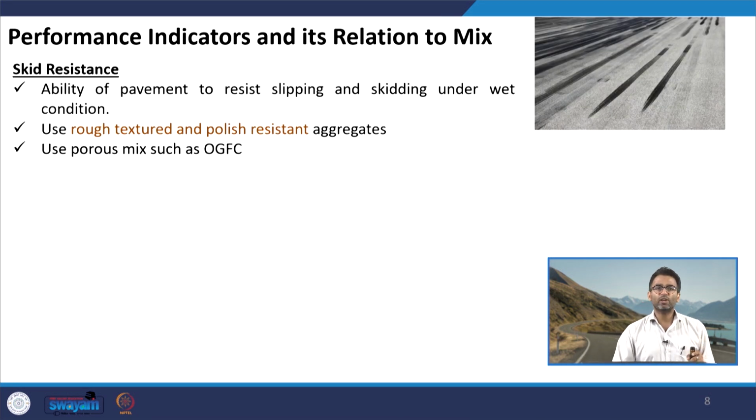Then specifically for the surface or the wearing course, it is important that the surface should be skid resistant. This is for safety, and this will prevent slipping and skidding of the vehicle, especially under wet conditions. For this, one way is to use rough textured and polish resistant aggregate. We can also use mixtures, for example open graded friction courses, which will increase the frictional characteristics of the surface layer.